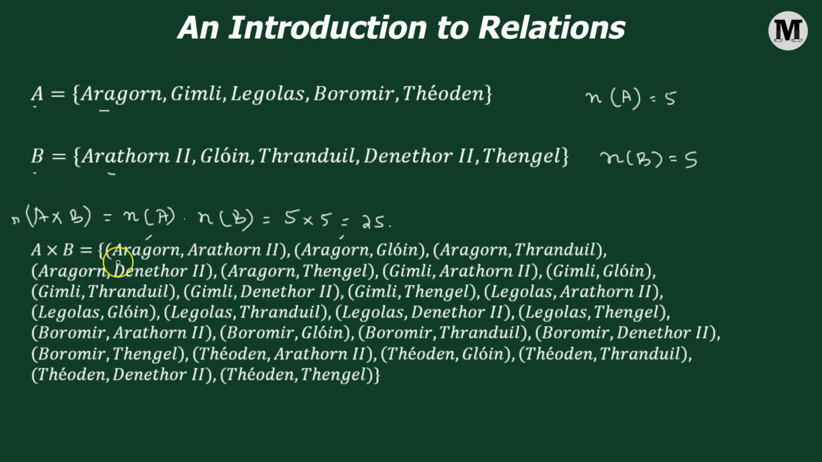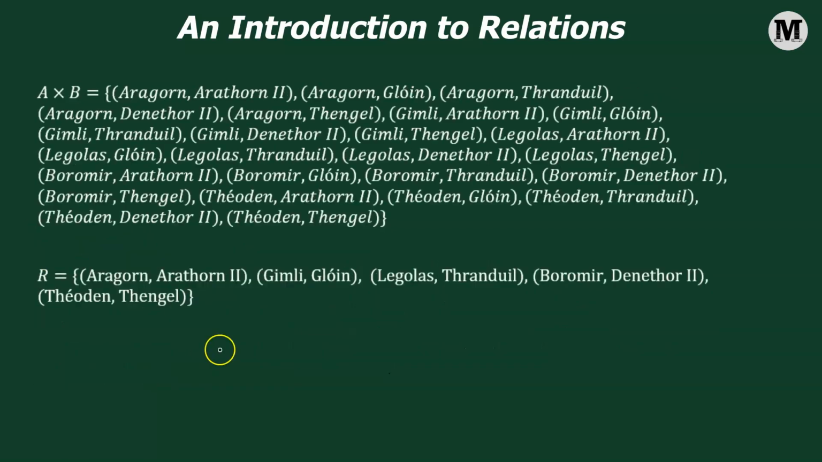However, we're going to pick some special ordered pairs from this list. So out of the 25 ordered pairs, we have picked 5 ordered pairs and we are calling this new set R. Here we have the first ordered pair where the first element is Aragorn and the second element is Arathorn the second. The next ordered pair consists of Gimli and Glóin. Then we have Legolas and Thranduil, Boromir and Denethor the second, and Theoden and Thangol.